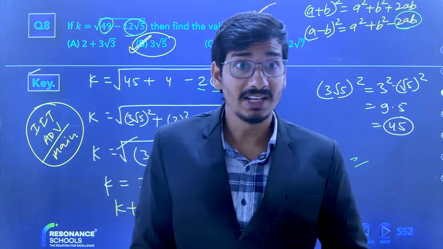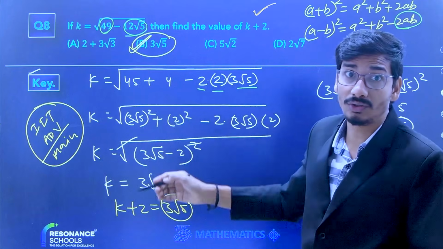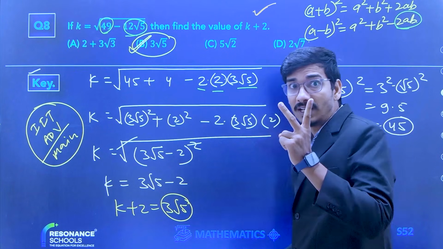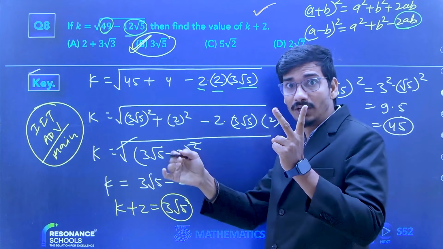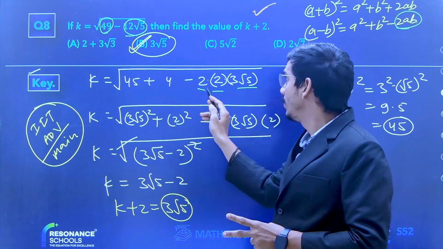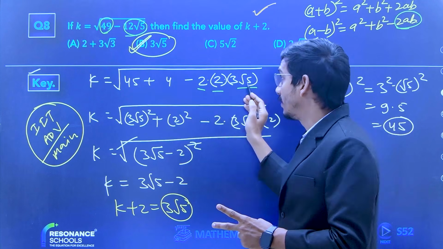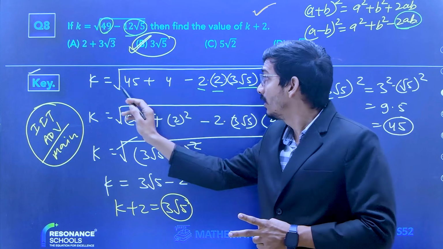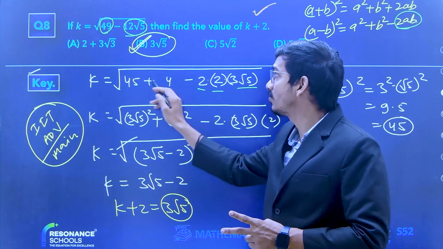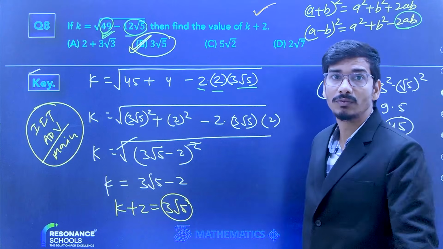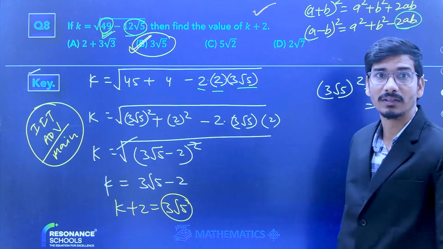We have to think of 12 root 5 as 2 into A into B, such that when we add the squares of A and B, we will get what? 49.